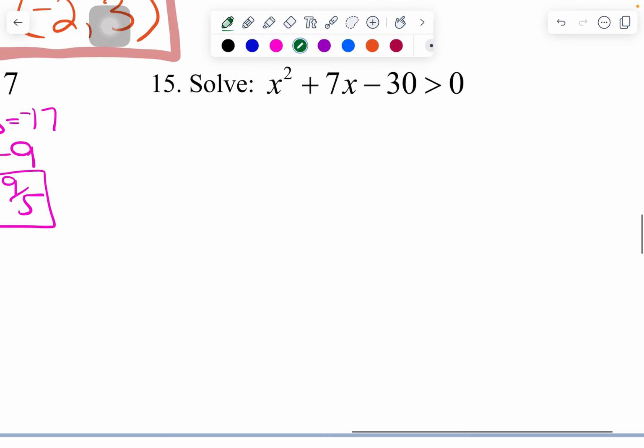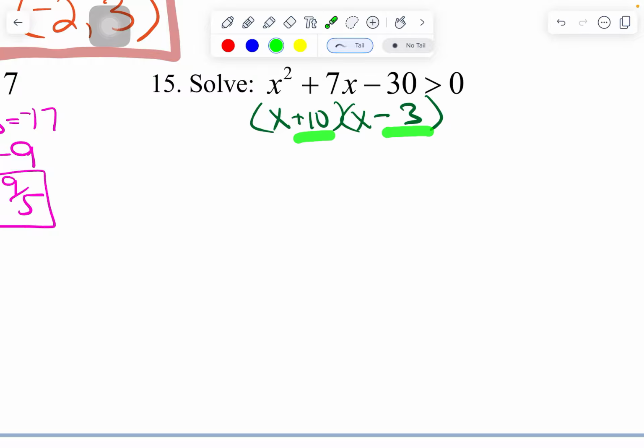And on to number 15, we've got a quadratic inequality. So I have the piece that's 0. Love that. Let's go ahead and factor this side. So let's see, x, 10, 3, positive, negative. Quick check, 10 times negative 3 is negative 30. 10 minus 3 is positive 7, so I got the right factors there. So that's going to be x equals negative 10, x equals 3.